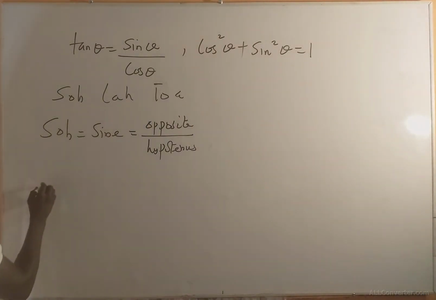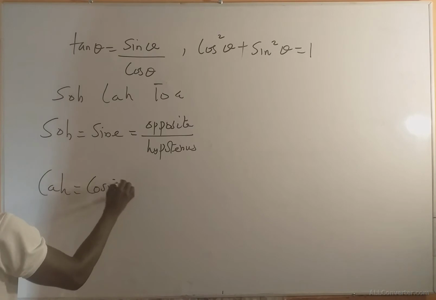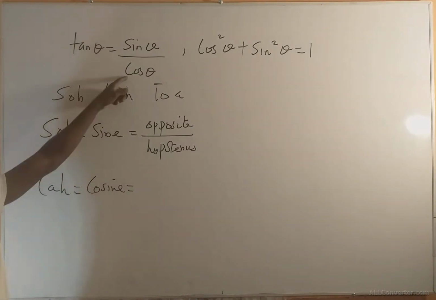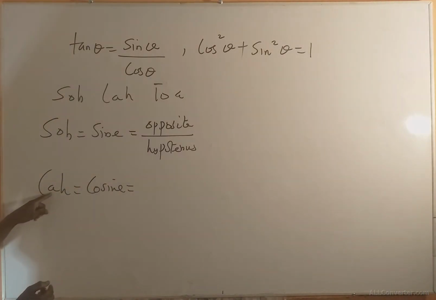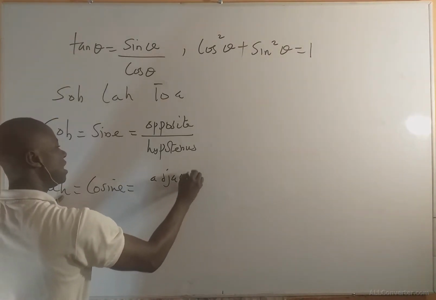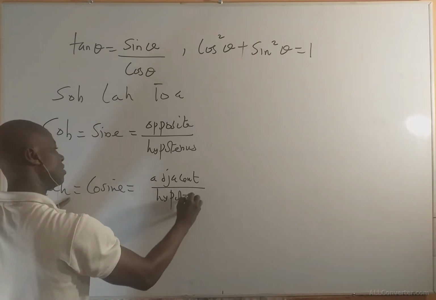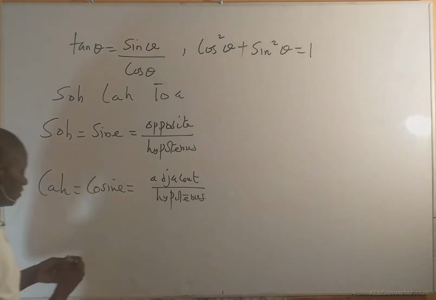Now, when we say CAH, we are talking about cosine, or cos. And this is adjacent over hypotenuse. So the A is adjacent, and the H is hypotenuse. That's the longest side of the right angle triangle.